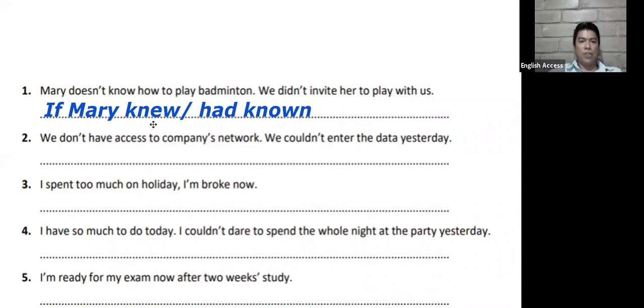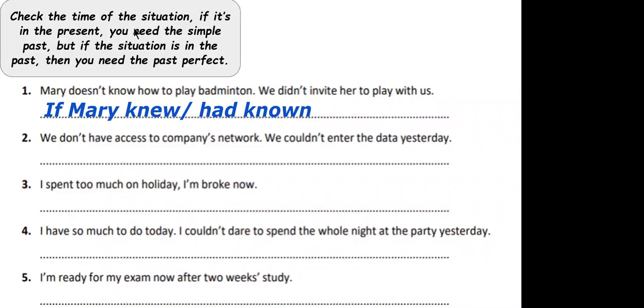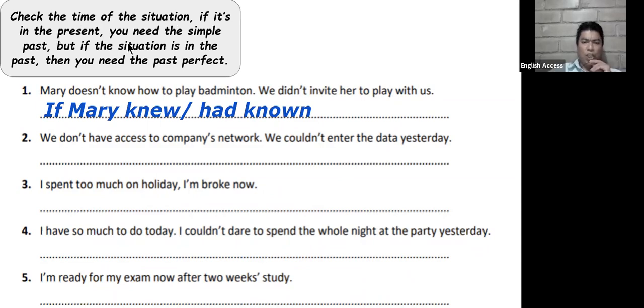So I'm going to show you this. Take the time of the situation. If it's in the present, you need a simple past. Notice how the tenses shift. If it's in the present, then the imaginary situation is in the simple past. If the situation is in the simple past, the tense shifts to past perfect. So check the time of the situation. If it's in the present, you need a simple past. But if the situation is in the simple past, then you need past perfect.